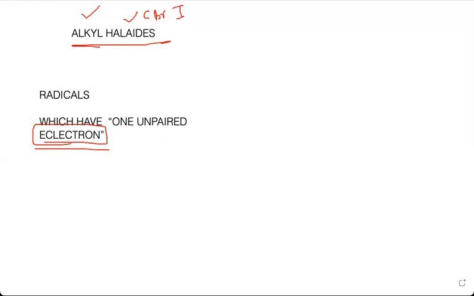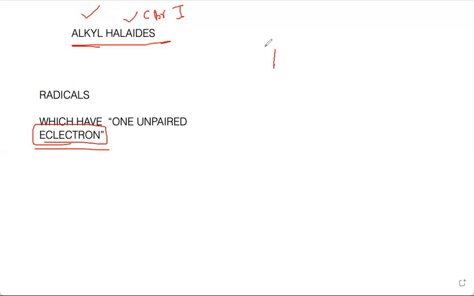Simple. A free radical means any species which has one unpaired electron. Keep in your mind, it could be an atom, a molecule, or a compound, because most students say, miss, free radicals are atoms only. No, dear, free radicals are not only atoms. A free radical could be any species, molecule, compound, or atom which has one unpaired electron.